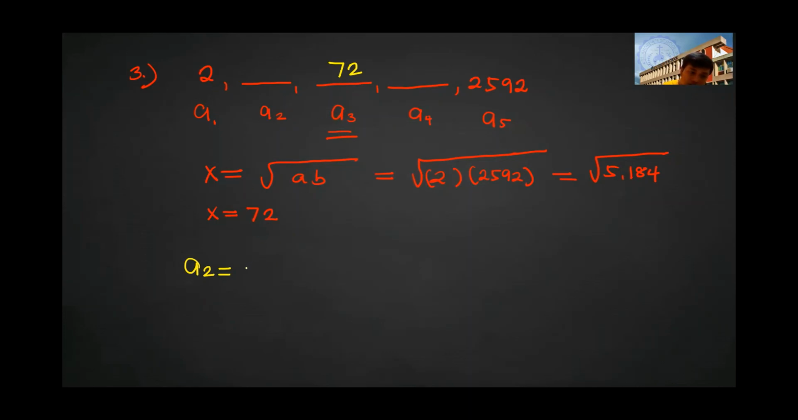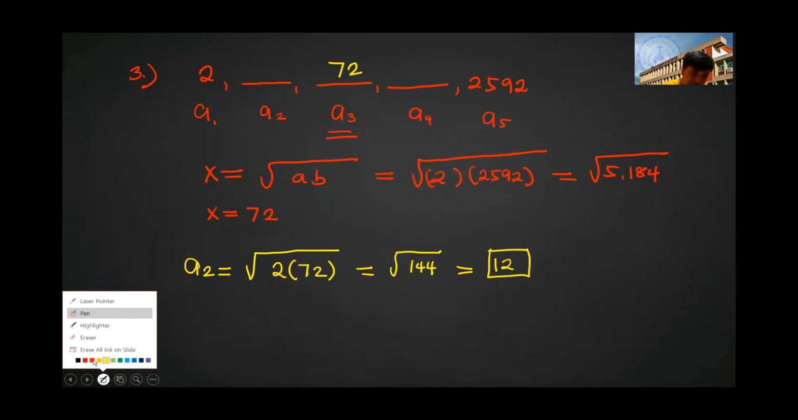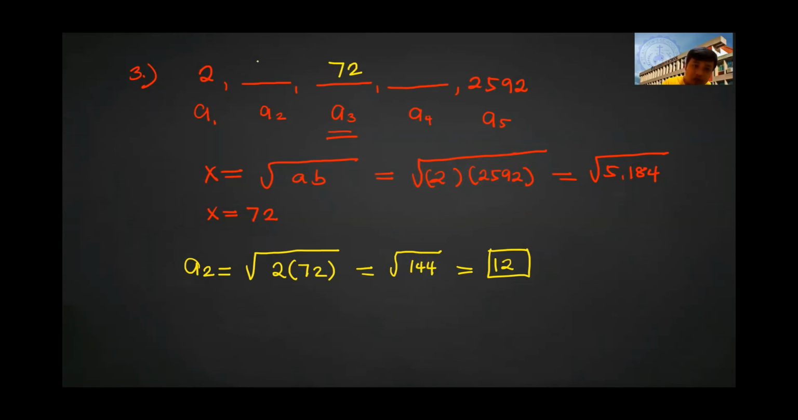Meaning to say, we're going to multiply 2 and 72. After that, we take the square root of 2 times 72, that's 144. What's the square root of 144? The answer is 12. So that's the geometric mean between 2 and 72, or a sub 1 and a sub 3. We can write 12. So therefore, our a sub 2 is 12.